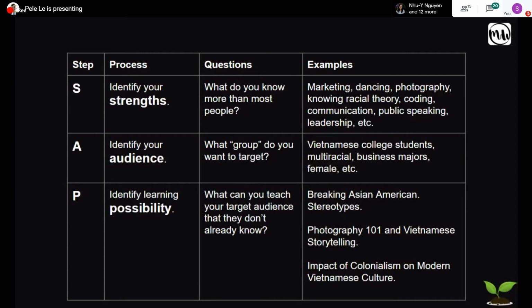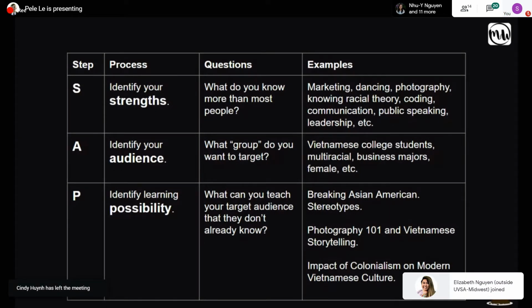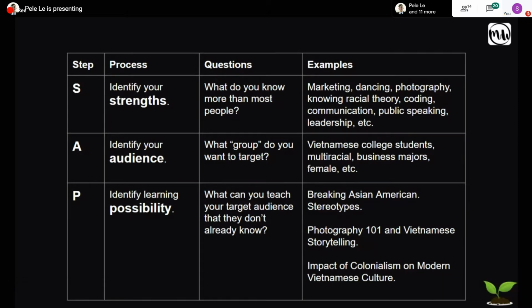But if you can take it to the next step, so that you not only introduce people to that outlet but also grow upon it, like breaking Asian American stereotypes due to your specific knowledge, whether it be from classes or your activism in the past, you can go one step further. And even then, with things like photography 101 and Vietnamese storytelling, you can be personal and be that assistance, building from the blocks of your workshop, from their general knowledge and expanding upon that with them.